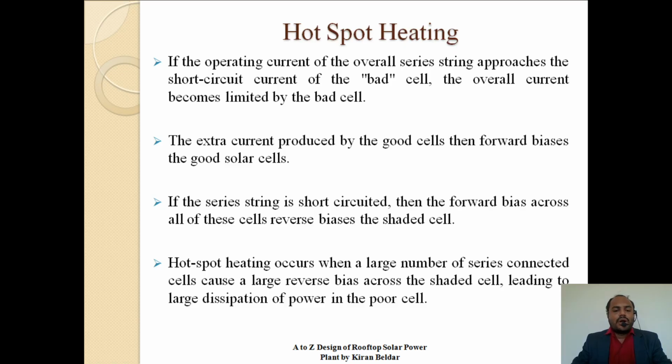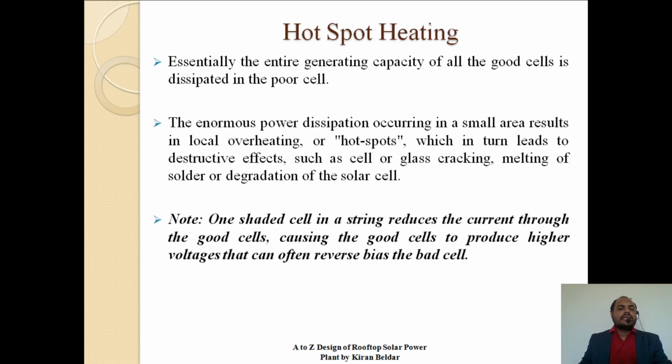Hotspot heating occurs when a large number of series connected cells cause a large reverse bias across the shaded cells, leading to large dissipation of power in the poor cells. Essentially, the entire generating capacity of all the good cells is dissipated into the poor cell, because the poor cell has low current generating ability and the good cells have high current generating ability.